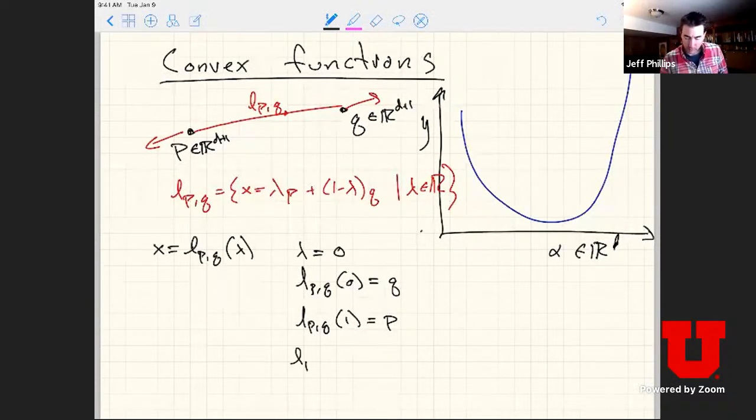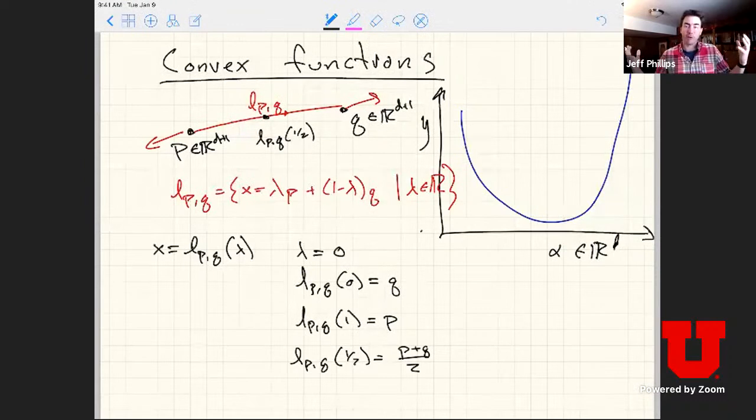If LPQ equals 1/2, I'm going to get P plus Q divided by 2. That's going to be this point here. This is LPQ 1/2. It's the midway between the 2 points. Basically multiplying them each by 1/2, right?